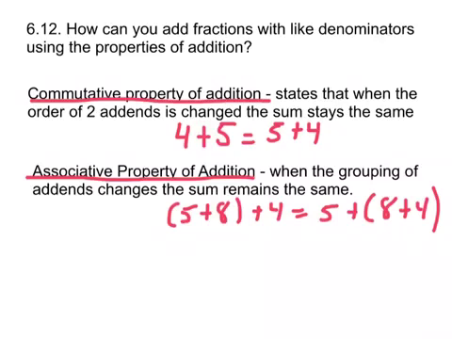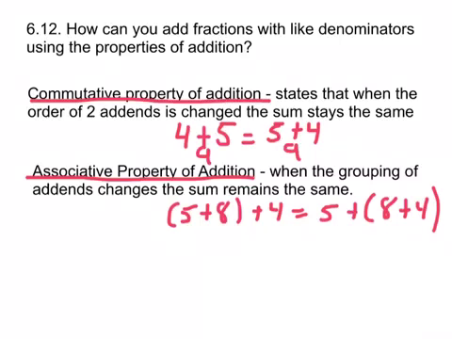The commutative property of addition states that when the order of two addends is changed, the sum stays the same. And what that means in simple terms is that 4 plus 5 will be the same as 5 plus 4. Both times you get 9 for an answer. Now this only works with addition. That's why they're called properties of addition.